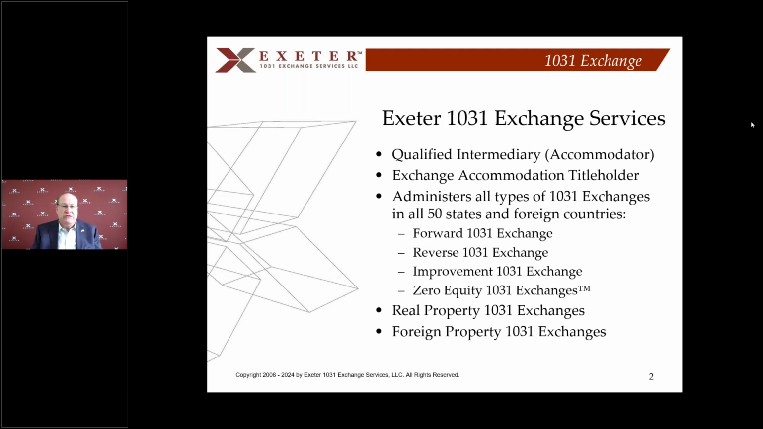1031 exchanges apply only to real estate. They used to apply to anything that was held for rental, investment, or business use. So we used to do exchanges of aircraft, shipping, trucking, vessels, equipment, livestock, etc. The 2017 Tax Act took all of that away so that we can only do 1031 exchanges on real estate now. Contrary to what you see on the internet out there, you can actually do 1031 exchanges for foreign property.